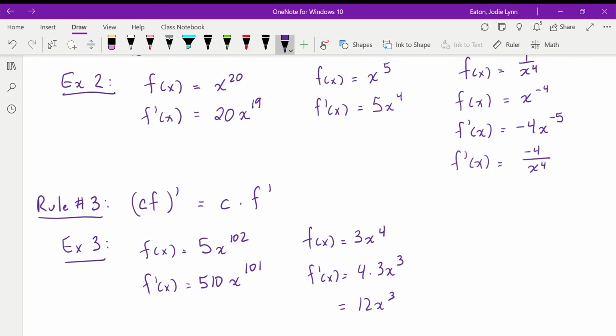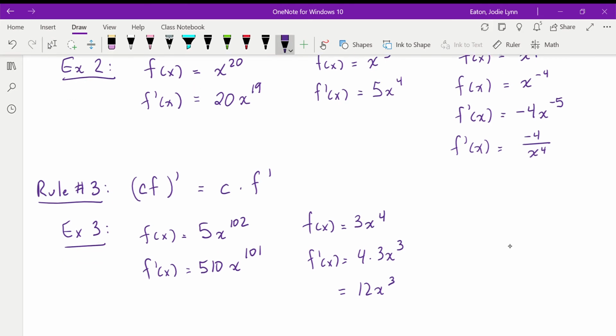Okay? And finally, if we have something like f of x equals 3 radical x, how can we rewrite this? So radical x, again, remember that we can write any sort of radical using a fractional power. So any reciprocals of powers can be written as a negative power. Radicals can be written as fractional powers. And in that way, we can use our power rule. So f of x is 3 times x to the power of 1/2.